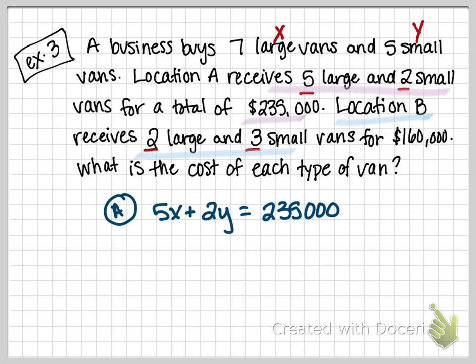Okay, what about location B? What would our equation be for location B? 2x plus 3y equals 160. Yep. 160,000. From here, we can solve using any of our methods.